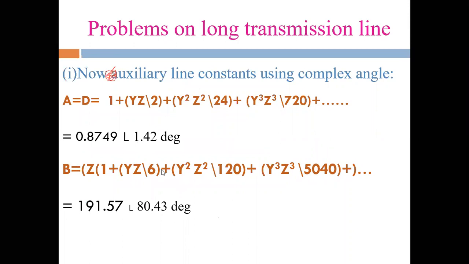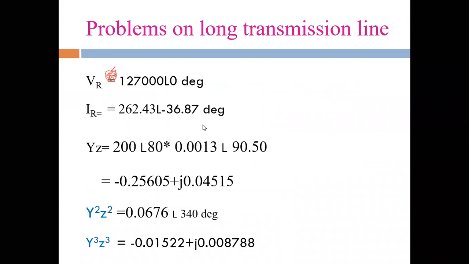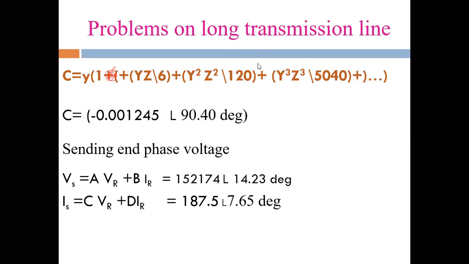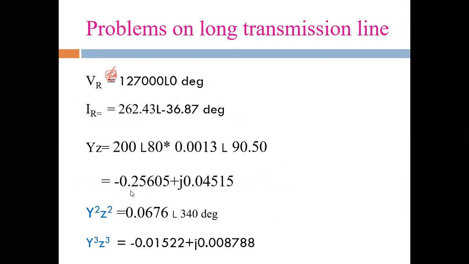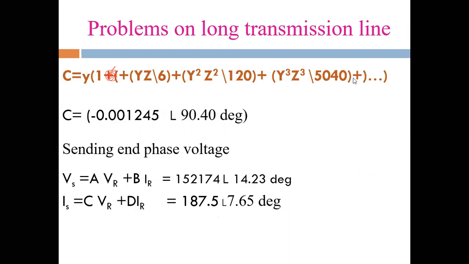YZ by 6 plus Y square Z square. Y square Z square is 0.0676 at an angle of 340 degrees, by 120, plus Y cube Z cube. What is the value for Y cube Z cube? That is minus 0.01522 plus j0.008788, by 5040. Then we calculate those values.